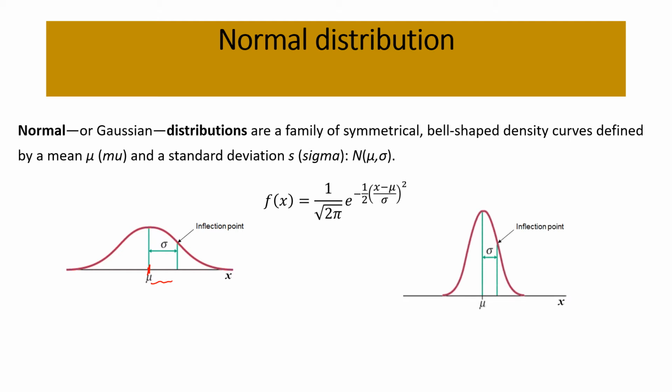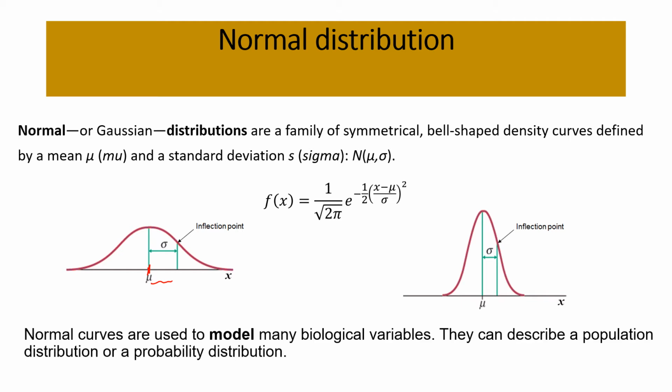The second diagram here is also a bell-shaped curve with the mean mu. The standard deviation here is less than the previous one because it is not much deviated. It is a peaked curve. So when the curve becomes peaked, the deviation reduces. The normal curves are used to model many biological variables. They can describe a population distribution or a probability distribution.